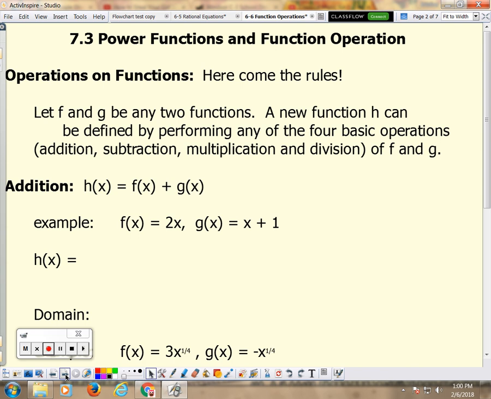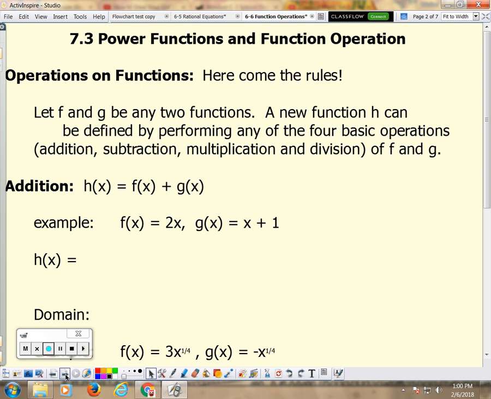Here come the rules. So let f and g be any two functions, and it doesn't have to be f and g. I could use m and n. I can use any letters I want. A new function h, once again, that can be any letter I want, can be defined by performing any of the four basic operations: addition, subtraction, multiplication, or division of f and g. So in the case of this problem here, I'm asking you to add.